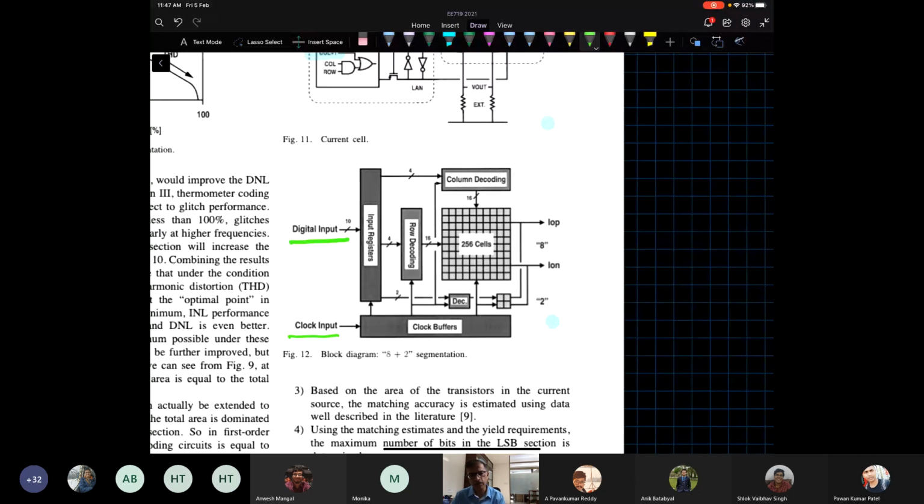when the signal is delivered to your current sources, because you want all of them to turn on and off at the same time. You cannot have delay between them. Anytime you have delay, then you have garbage coming out in your output spectrum, and that's bad news.